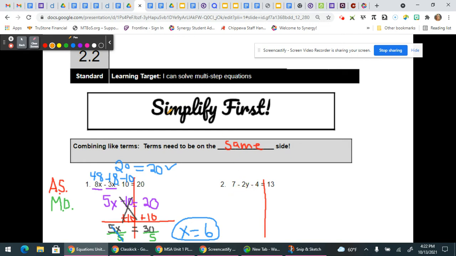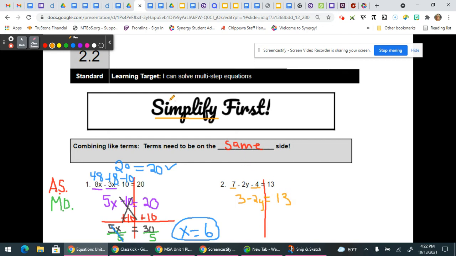Well, we can do a little bit of simplifying here first before we begin to solve, because I know this 7 and the minus 4 can actually be put into the same group. They're from the same family. So before I start my solving, I'm going to simplify first. So I'm going to go 7 minus 4 is 3. Now I can put my minus 2y in. So I've got 3 minus 2y, which is now equal to 13.